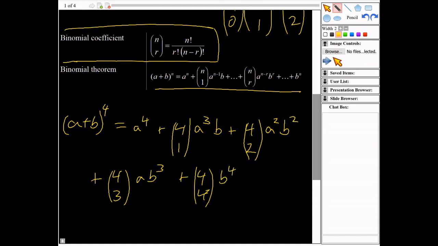Now 4 choose 4 is 1, so that's why it's skipped out in the formula, so I could actually rub that out and not have it. Let's just remove that like that. Okay, so that's what the formula is telling us.